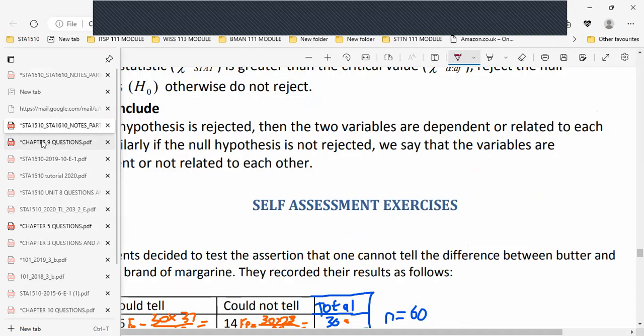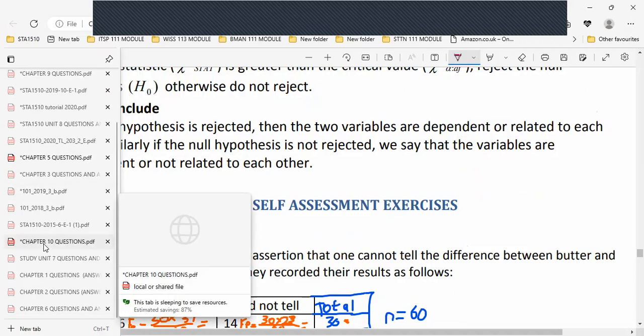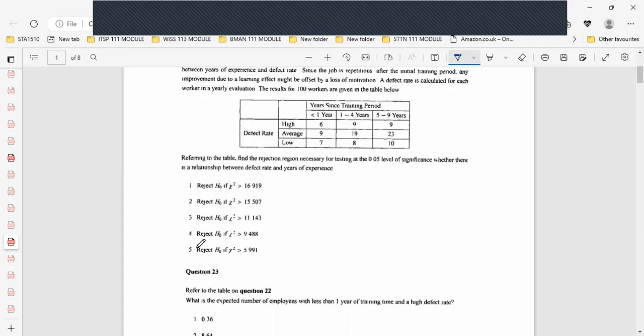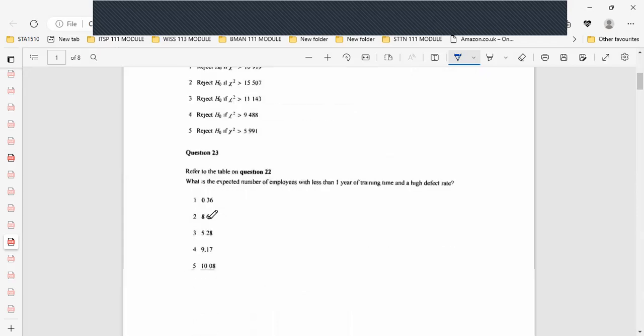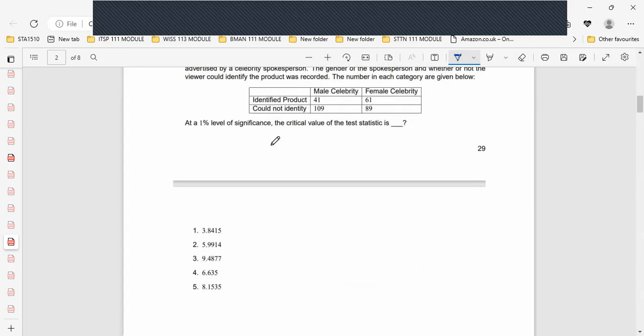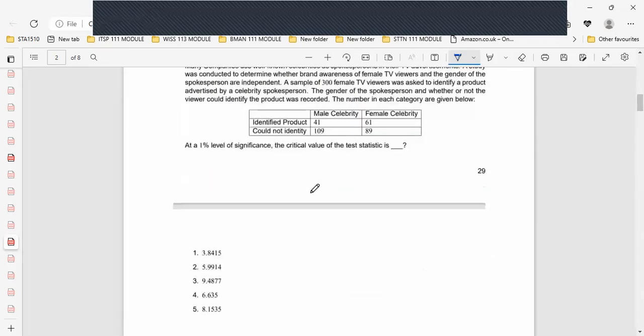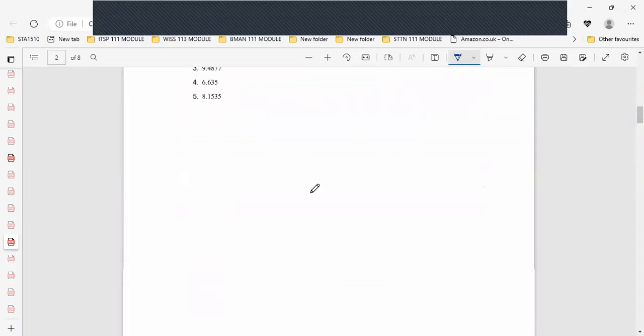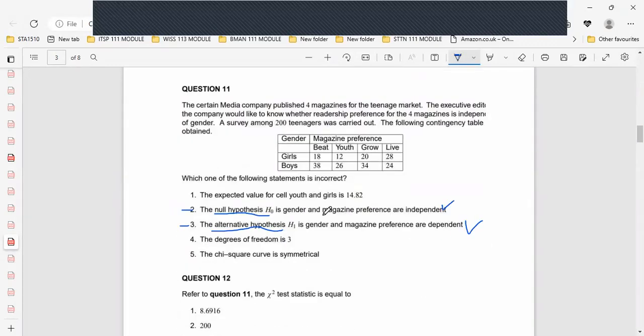Chapter 9 and then chapter 10. Chapter 9, chapter 10. Oh, yeah. When we are done, then we'll discuss this one because it's based on chapter step 2. Okay. Yeah, let us look at this.